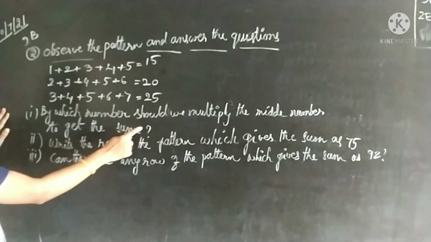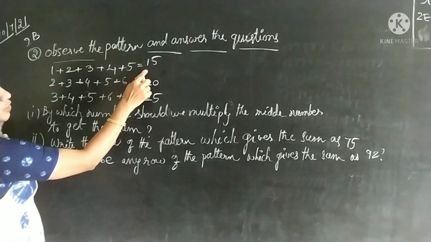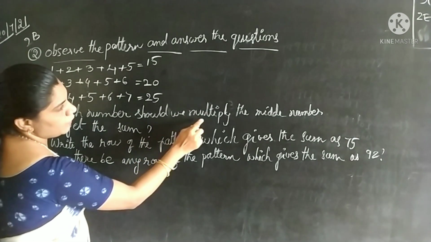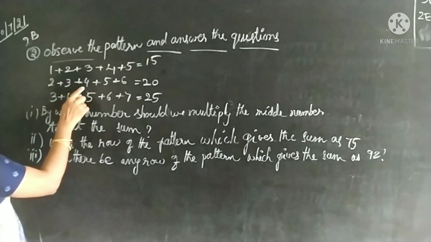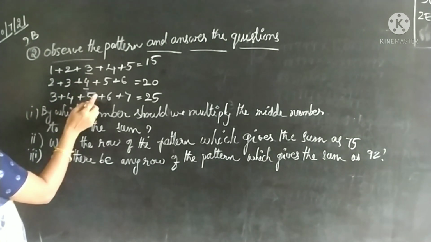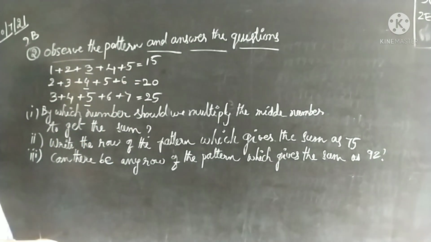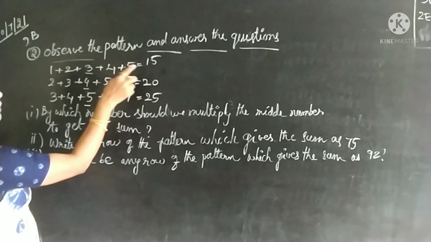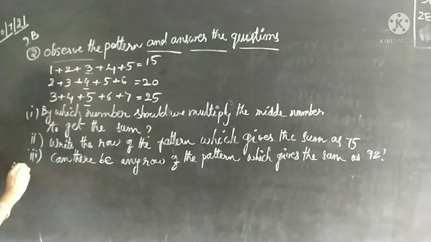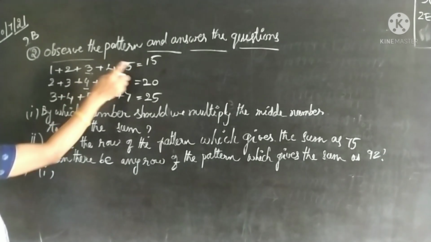By which number should we multiply the middle number to get the sum? Each and every time we are getting this sum. To get this sum, with which number do we have to multiply the middle number? Middle number is this one. With which number do you have to multiply this one, and each and every time you are getting the result here. Okay, each line. So here, to get this 15, how much do I have to multiply this one?